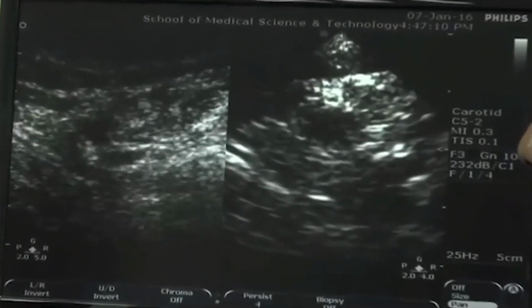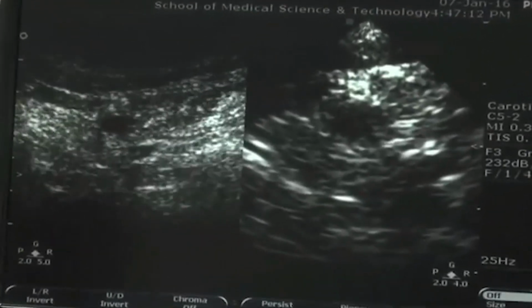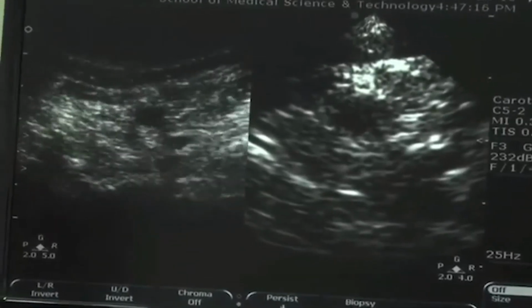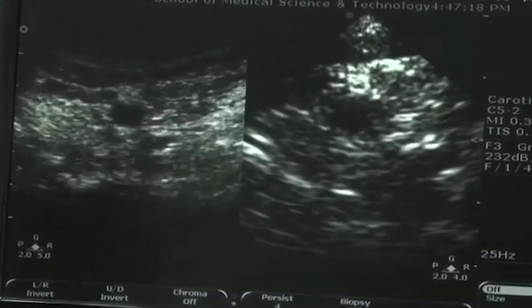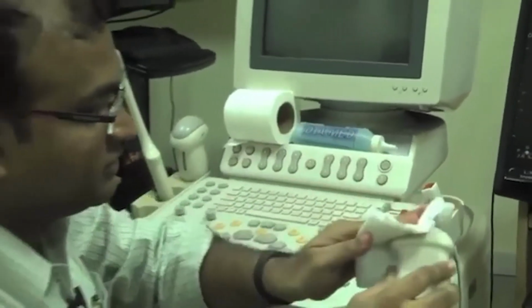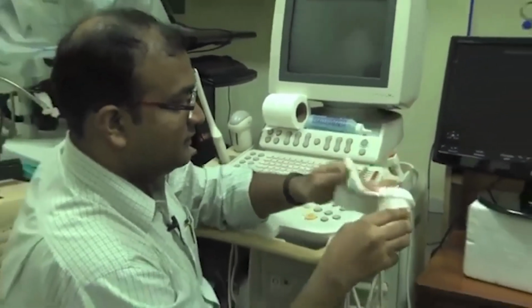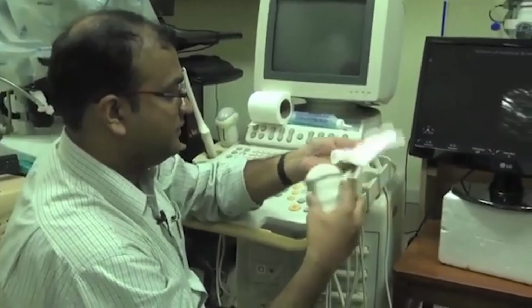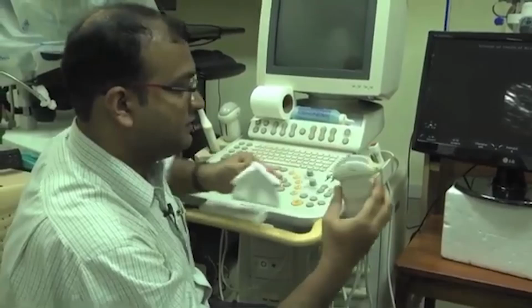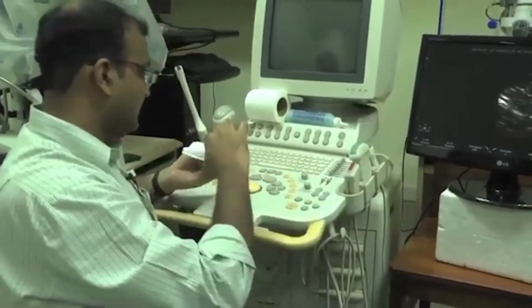If you see it together, one interesting fact is that we did achieve a higher resolution when we were looking through this probe, and that was because this is at 5 megahertz rather than the other one which we were using at 4 megahertz. So let me just keep this one back.